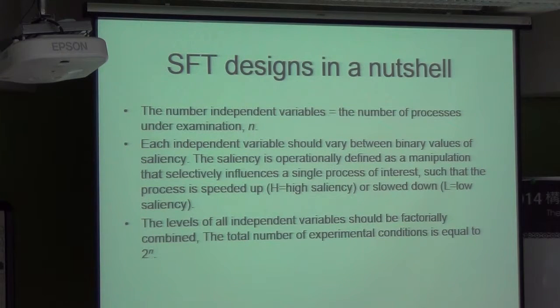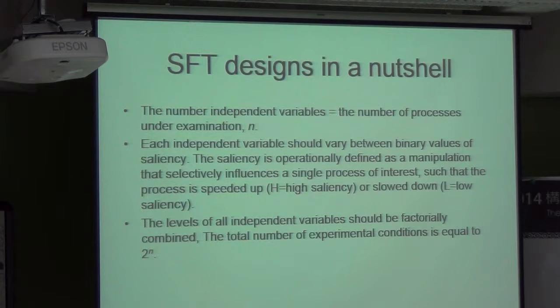The total number of experimental conditions you should have in your design, at least, to learn about the fundamental properties is 2 to the power of n. Here n is the number of processes, right? The 2 comes from these 2 levels of salience. So if you'd like to learn about 2 processes, you need 4 conditions. If you would like to learn about 3 processes, you need 2 to the 3, which is 8 conditions. And so on and so forth.